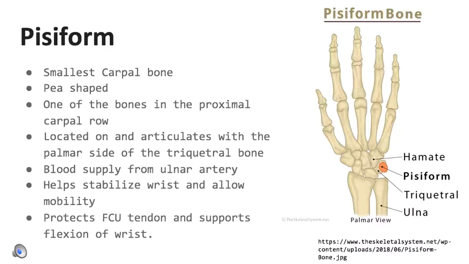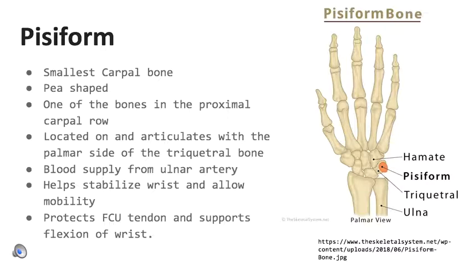Pisiform is the smallest carpal bone. It is pea-shaped. The name is actually derived from pisum, which is the Latin word for pea. It is one of the bones in the proximal carpal row. It is located on and articulates with the palmar side of the triquetral bone.